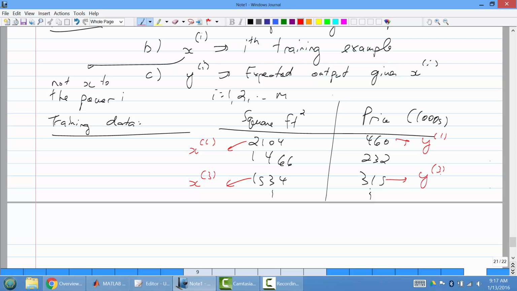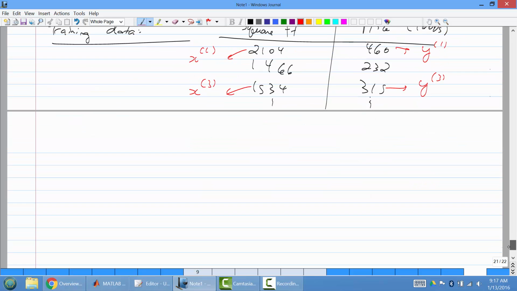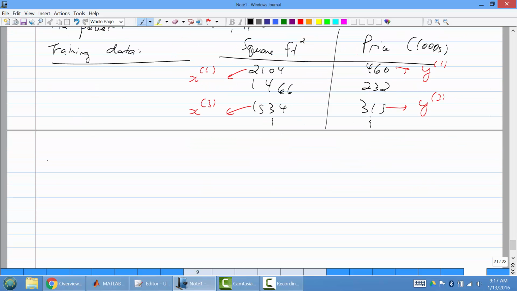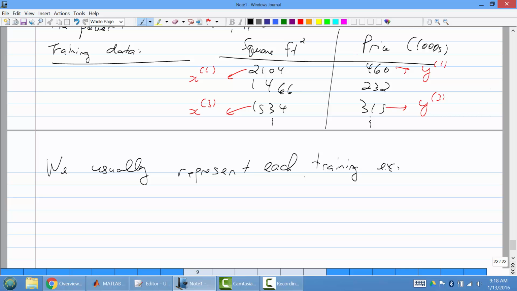Okay? So usually in supervised learning, you have pairs of x and y. So you have a feature or a value that belongs to your example data, and the expected output that belongs to each particular point. All right? So we usually represent each training example as a pair. So you usually see this in practice.